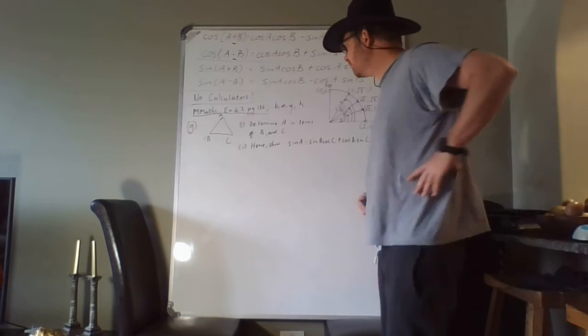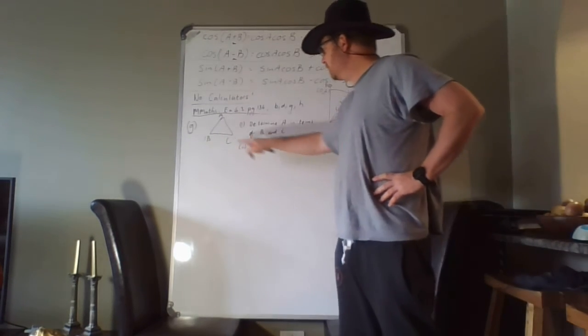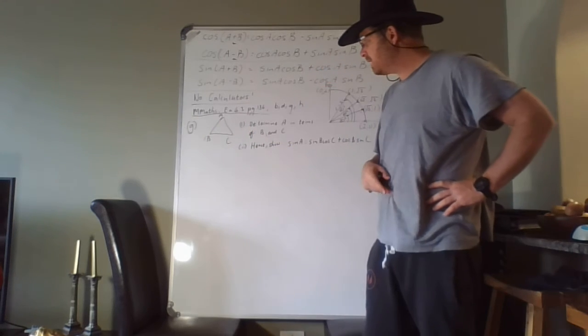Okie dokie humans, right. Then the next question, we're doing question G from exercise 4.3 of Mind Born Maths.